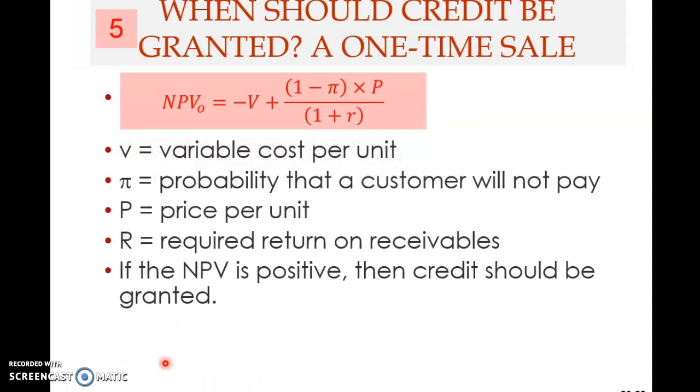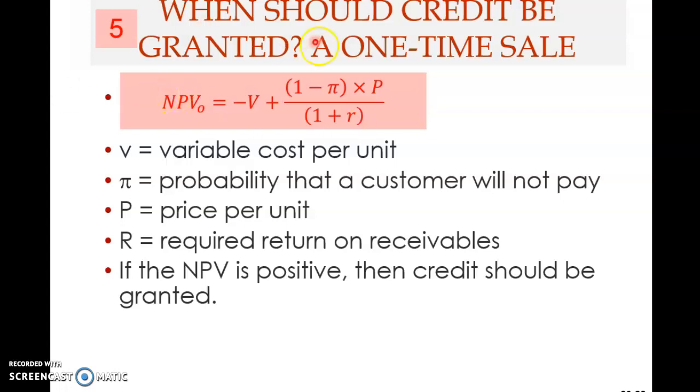Alright, now when should credit be granted to a customer? This is a one-time sale. Here it means that a customer comes to you and applies for credit. That means they want to buy on a credit basis. They ask for a credit term. They buy now and they pay later. So how do you decide whether or not to give credit to those customers?